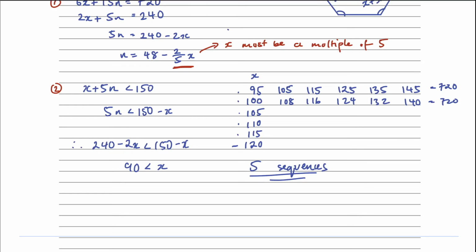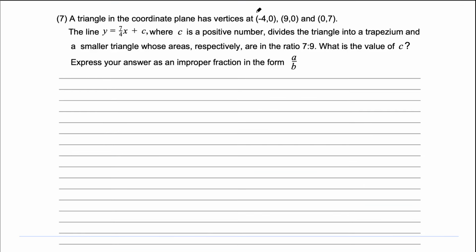Okay, this is the next question I want to go through, question 7, and probably my favorite question from this paper. It says, a triangle in the coordinate plane has vertices at (-4, 0), (9, 0), and (0, 7). The line y = 7/4 x + c, where c is a positive integer, divides the triangle into a trapezium and a smaller triangle whose areas, respectively, are in the ratio 7 to 9. What is the value of c? Express your answer as an improper fraction in the form a over b.